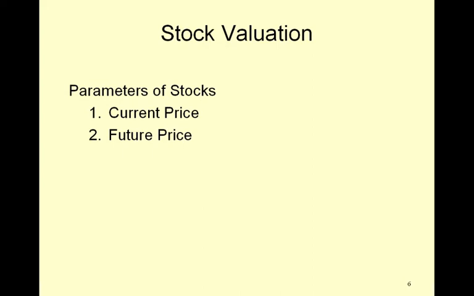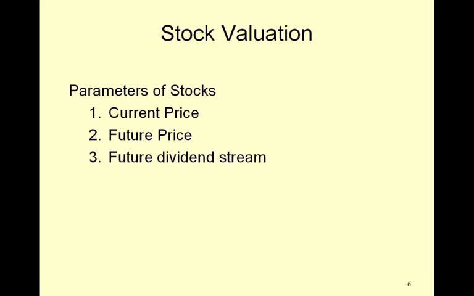Now let's move to stock valuation, which, as I said earlier, is not so straightforward as bond valuation. There are parameters that determine the market price of a stock, but these are really concepts more than hard and fast numbers like we saw in bond valuation. So parameter 1 is the current price of the stock, which is what we want to determine. Second parameter is the future price of the stock. And of course, if we knew the future price of the stock, we would be infinitely wealthy.